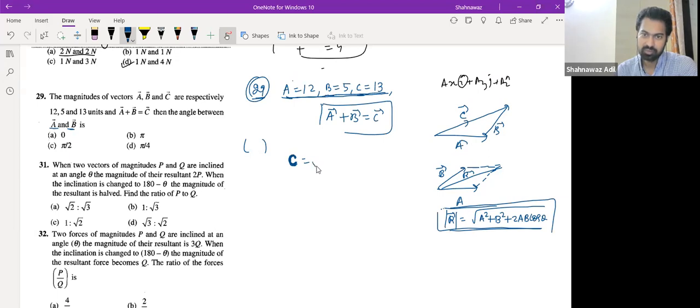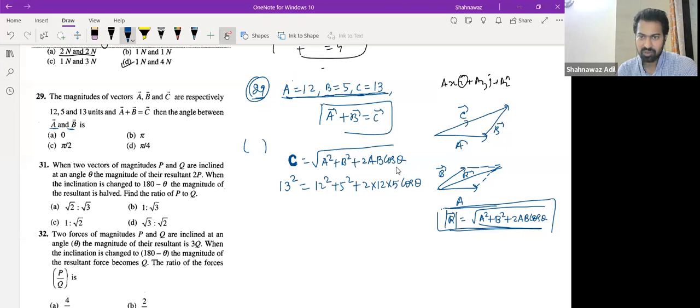Square root of a square plus b square plus 2ab cos theta. This we know, right? So C is 13, and we can take the square on both sides. So this is 13 square, A is 12 square, this is 5 square, and this is 2 into 12 into 5 into cos theta. We have to find this cos theta, right?